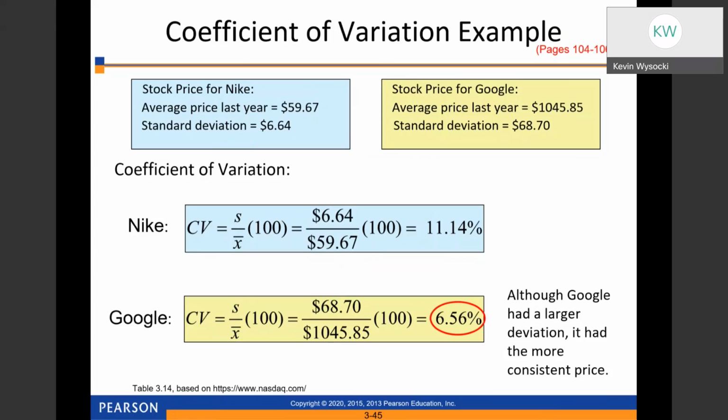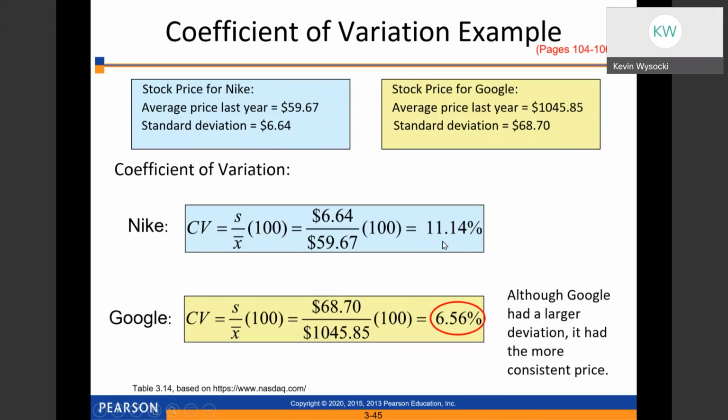If we look at the stock price for Google, it had a much higher stock price, $1,000.45, and it had a standard deviation of $68.70. The same type of thing would go within one standard deviation of the mean. If you subtract and add it on either side of the mean, 68% of the data will be within that one standard deviation.